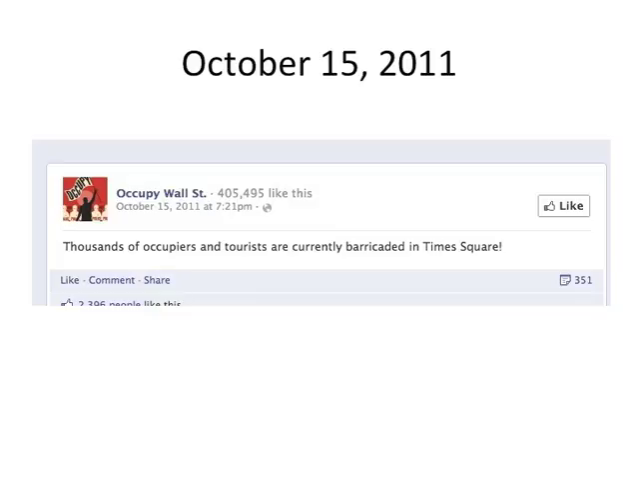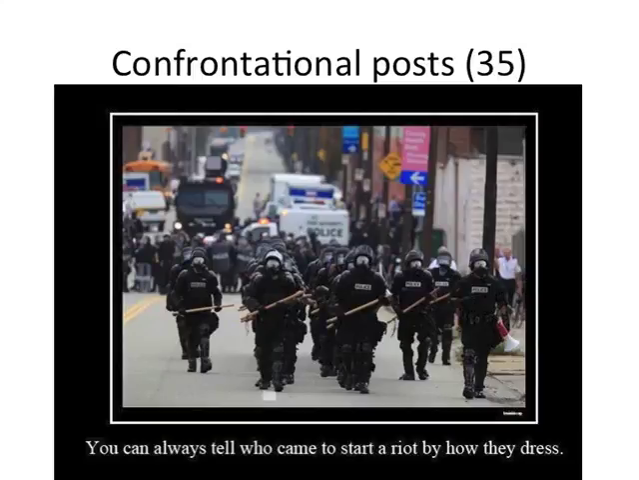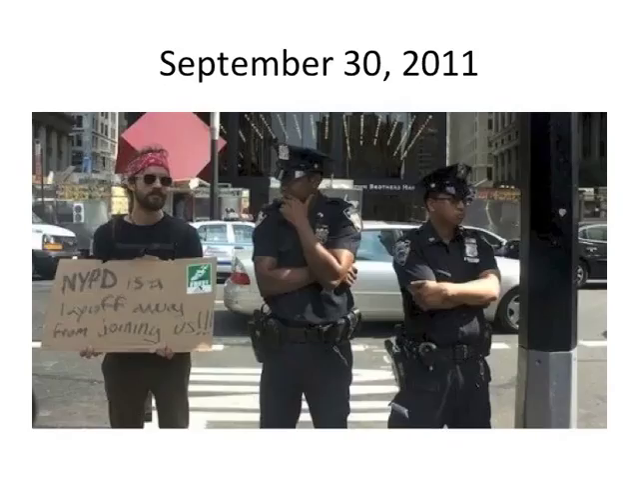About 35 of these posts were what we considered confrontational. This typically involved the police, although it didn't have to. One of the videos is this Marine yelling, and this gets really popular as well. So, you can always tell who came to start the riot by how they dress. And these are New York City riot police. So this is very confrontational. This one is similarly kind of solidarity and kind of confrontational. And we had several posts that straddled those lines. But NYPD is a layoff away from joining us, right, and clearly standing right next to these police officers.